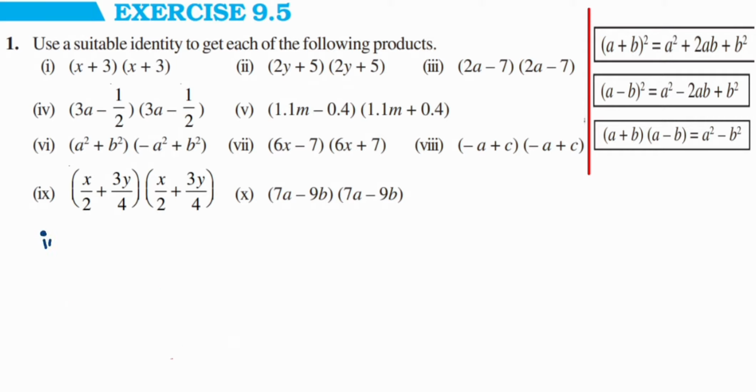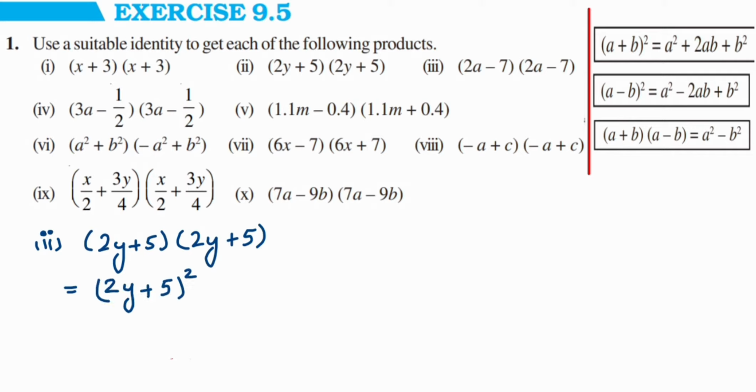We'll write down the expression. So (2y plus 5) multiplied by (2y plus 5). You have to multiply these two things. Twice you're multiplying, so we'll get power 2. So (2y) whole square we will get. Again we're going to apply the first identity, that is (a plus b) whole square is equal to a square plus 2ab plus b square. Here you have to just identify what is a and what is b and then use the identity. So here a is 2y and b is 5.